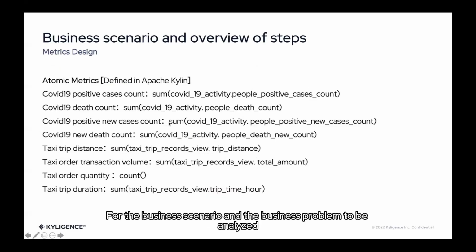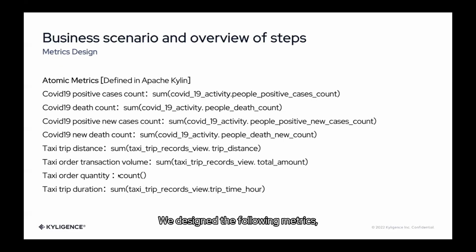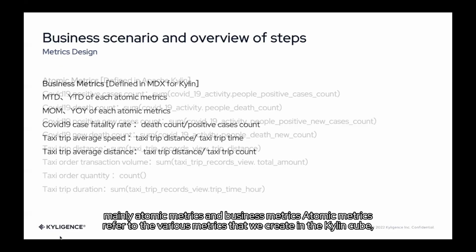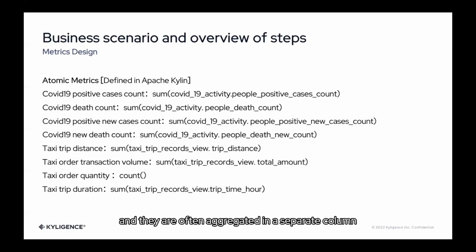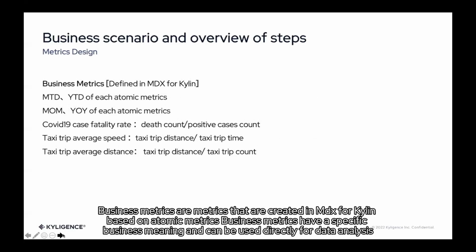For the business scenario and the business problem to be analyzed, we designed the following metrics, mainly atomic metrics and business metrics. Atomic metrics refer to the various metrics that we create in the Kylin cube, and they are often aggregated in a separate column. Business metrics are metrics that are created in MDX for Kylin based on atomic metrics. Business metrics have a specific business meaning and can be used directly for data analysis.